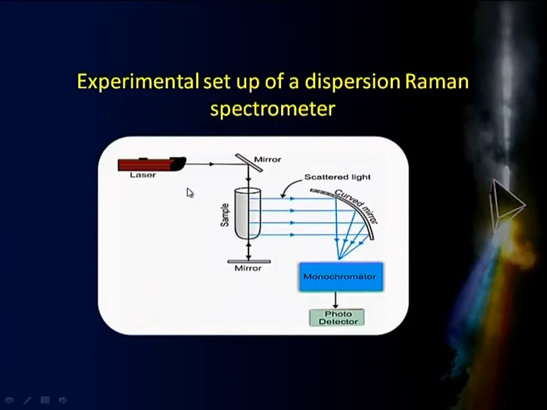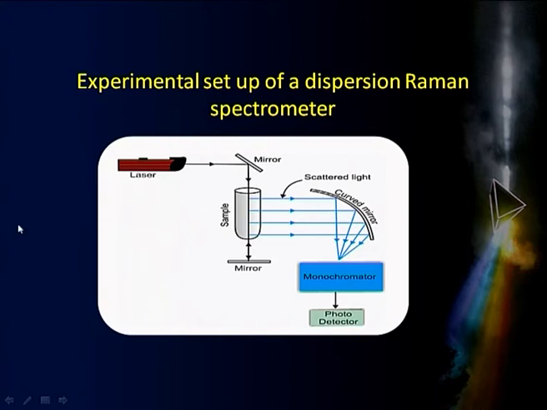In this case, you remember that when we talked about sources, in the case of a Raman spectrometer, we typically use laser sources because they are highly coherent, monochromatic sources. The radiation coming out of a laser, which is of a particular wavelength, is reflected by a mirror, made to fall on the sample, and it interacts with the sample and gets scattered.